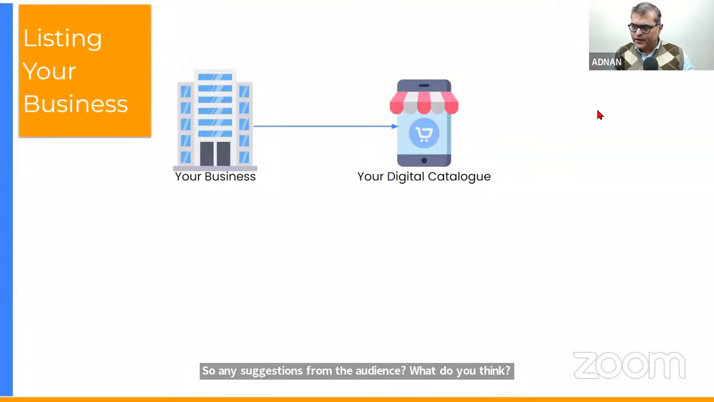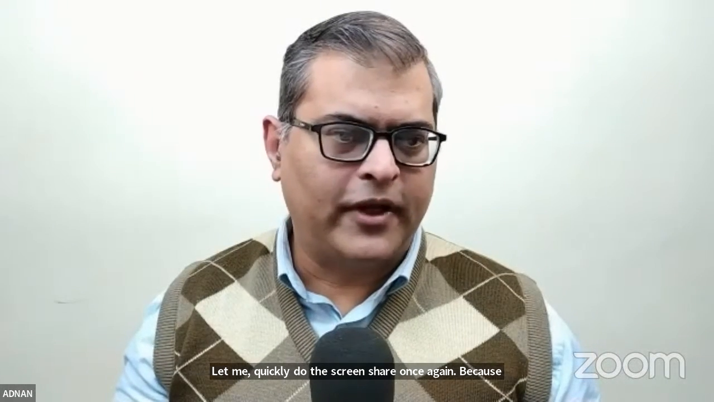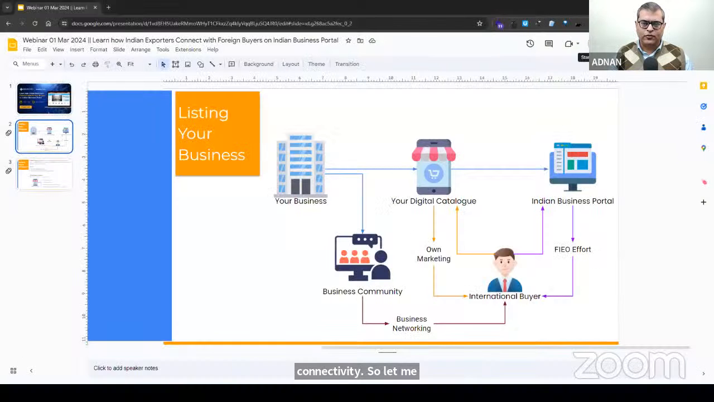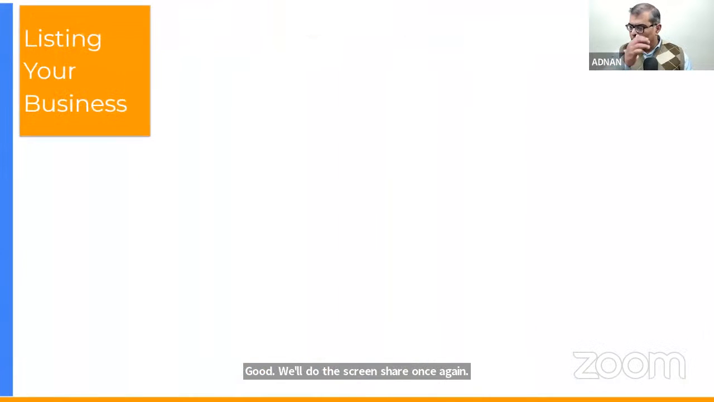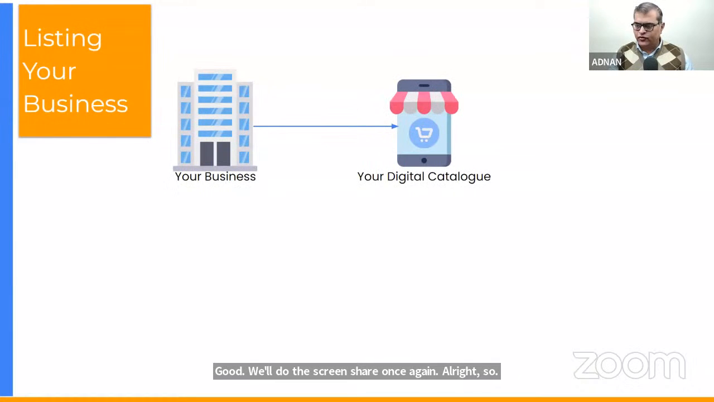I can see a few comments that they are not able to see my screen. Is everyone not able to see the screen? Let me quickly do the screen share once again, because I can see it was working fine from my side. I'm not sure what the issue is. It can be an internet connectivity issue. So let me just hide this one, and we'll do the screen share once again. All right, so we were on this stage. Perfect, wonderful. I can see comments from the audience.